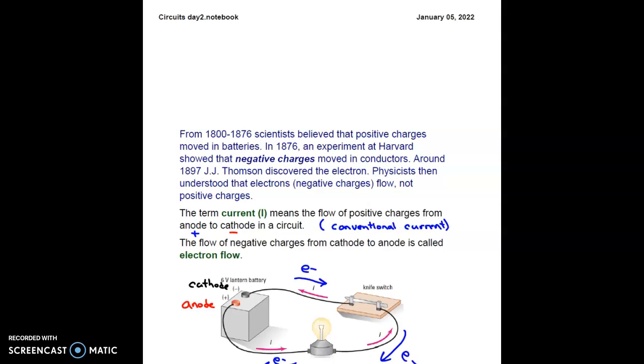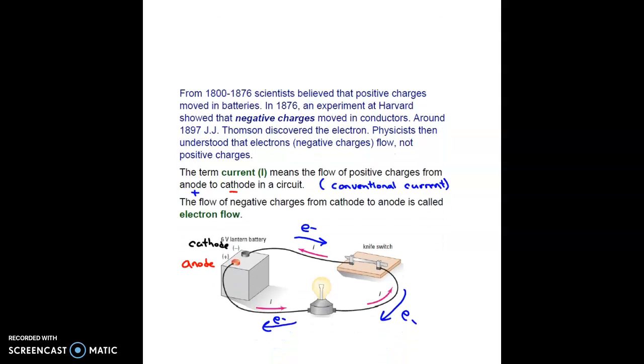From 1800 to 1876, scientists believed that positive charges moved in batteries. In 1876, an experiment at Harvard showed that negative charges moved in conductors. Around 1897, J.J. Thomson discovered the electron, and physicists then understood that electrons, the negative charges, flow, not positive charges.